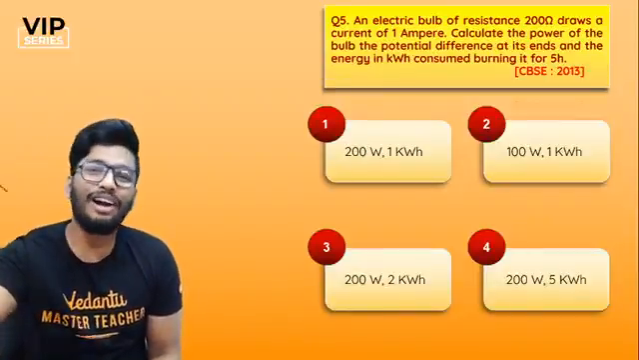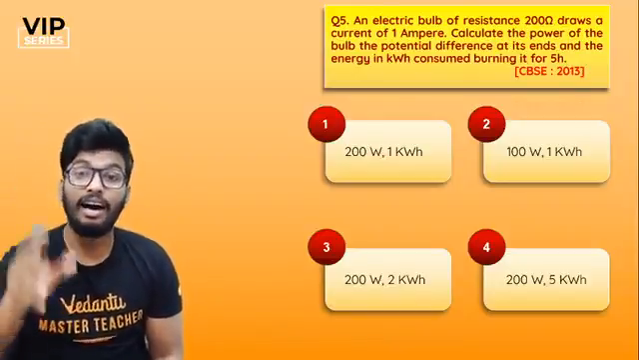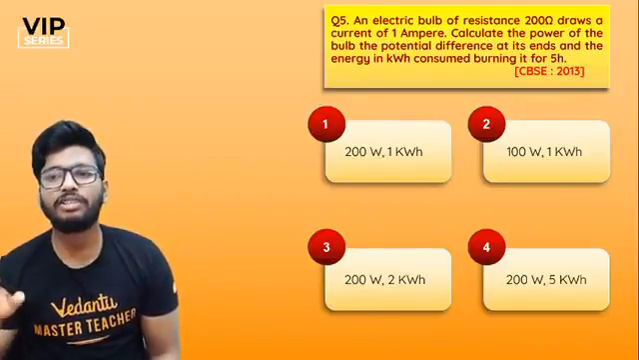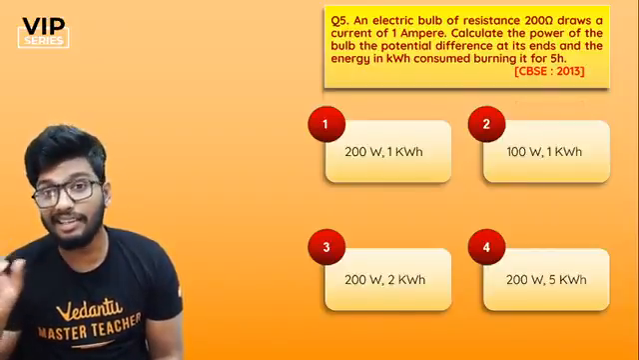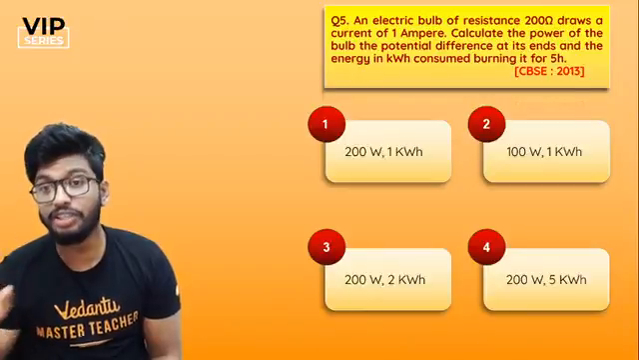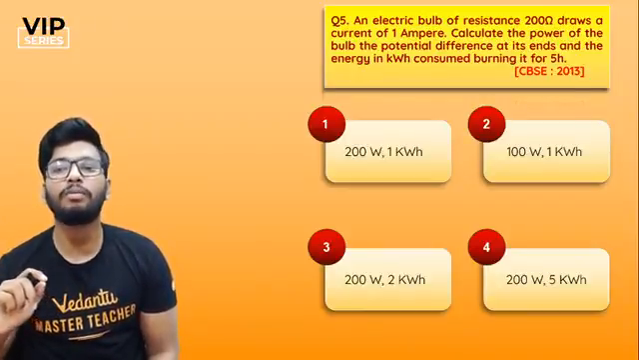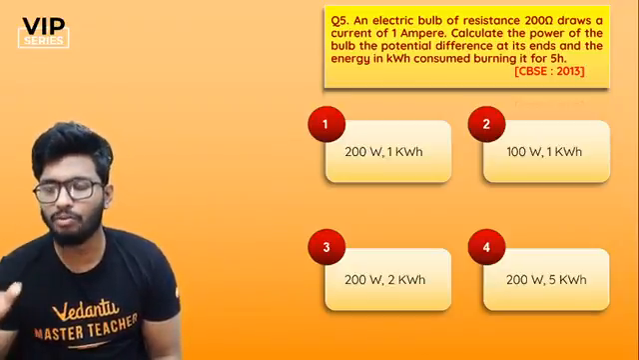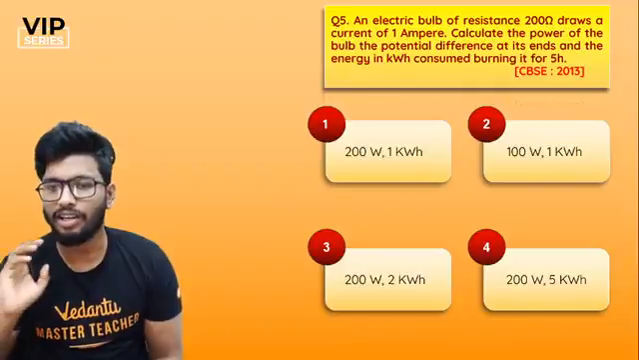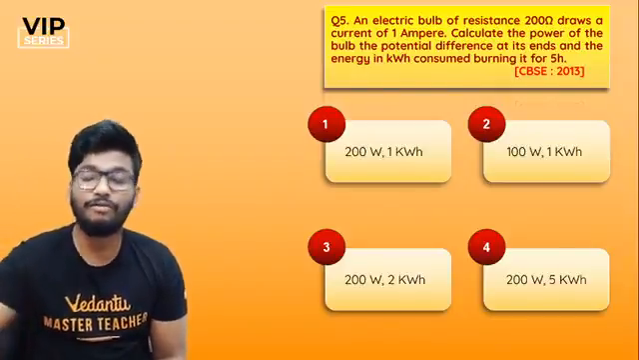That's all. Moving on to the fifth question, taken from the 2013 board exam, yet another board exam question. The question is: an electric bulb of resistance 200 ohms draws a current of 1 ampere. Calculate the power of the bulb, the potential difference at its ends, and the energy in kilowatt hours consumed by burning it for 5 hours. Options: 200 watts and 1 kilowatt hour, 100 watts and 1 kilowatt hour, 200 watts and 2 kilowatt hour, or 200 watts and 5 kilowatt hour.